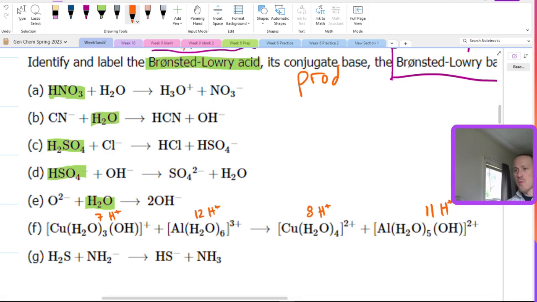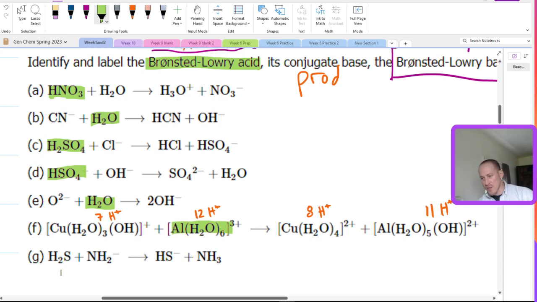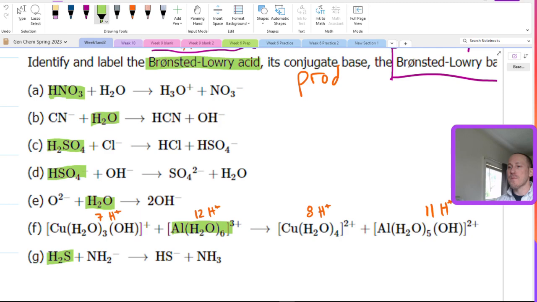The aluminum is what lost a proton. It donated it. That makes it the acid. That was the hardest one here by far, but it just really involved paying attention to those numbers and adding them up correctly. And I do say correctly because I started to add them up incorrectly several times. So pay attention to that. It looks like this loses a proton there.